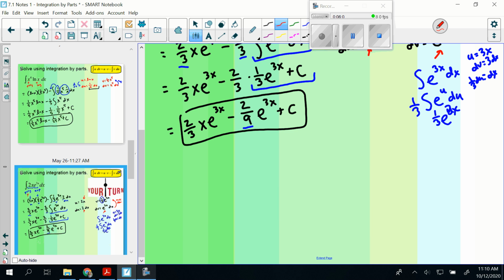One thing with this answer too, you may see this written on the test another way. If there's some stuff here, like a 2 and an e to the 3x, it's possible that they may factor that out in the answer. So you might see it something like that, and then have the remaining stuff in a parentheses, where it'd be like 1/3 x minus 1/9 or something like that plus c. So I won't be surprised if you saw a factored version of that answer. Just a possibility.